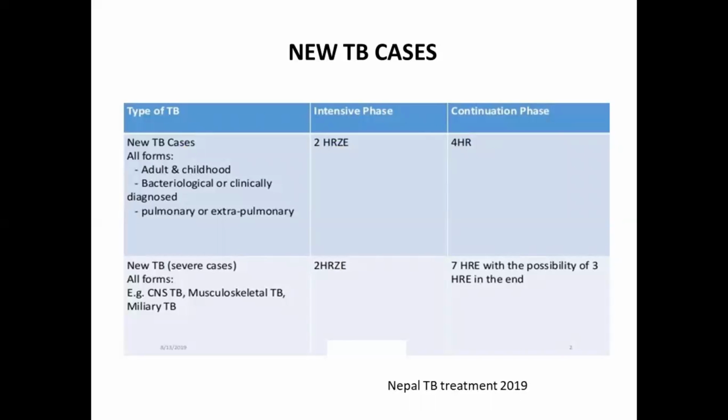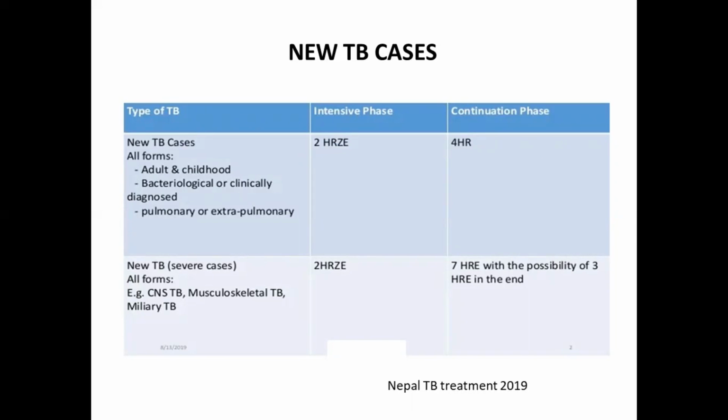Now moving on to the treatment proper. As I've told you, if the patient is confirmed to have tuberculosis, either bacteriologically or clinically, and the patient may even have pulmonary or extrapulmonary tuberculosis, you should always look if the patient is a new case of tuberculosis or a retreatment case.